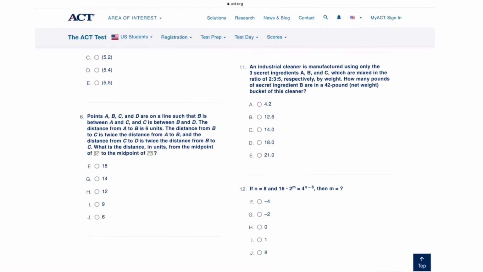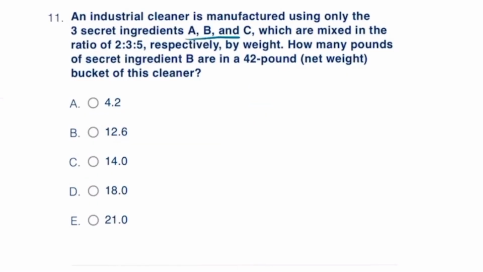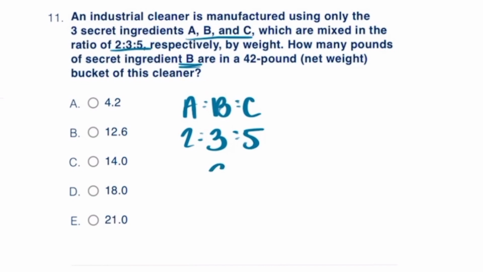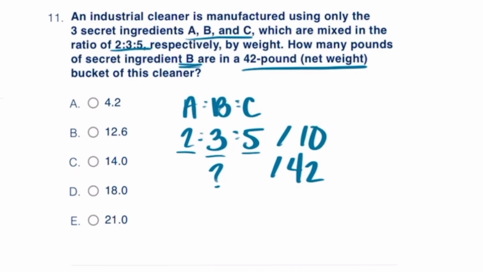In number 11, we're looking at ratios. So we have 3 secret ingredients, A, B, and C, and they're mixed in the ratio 2, 3, and 5, all right, by weight. So we want to know how many pounds of secret ingredient B are in 42 pounds. So that's the total, 42 total. So we want to know the B part if the whole thing is 42. Now notice if I'm just looking at that original part, if I were to add those up, that is out of 10. So our B is 3/10 of the total mixture.